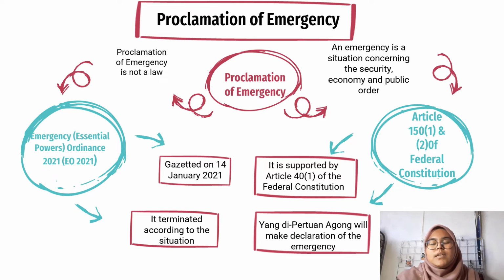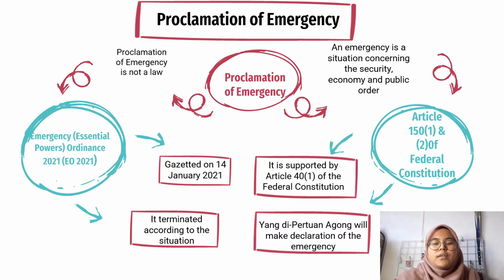In this provision, it is clearly stated that only the Yang di-Pertuan Agong can declare the proclamation of emergency if His Majesty believes that the entire federation is threatened in terms of security, economy, and public order. However, the Yang di-Pertuan Agong must act in accordance with the Prime Minister's advice, as it falls under Article 40 of the Federal Constitution.